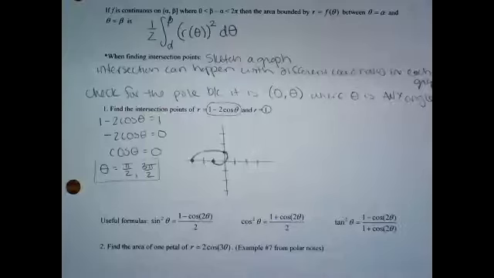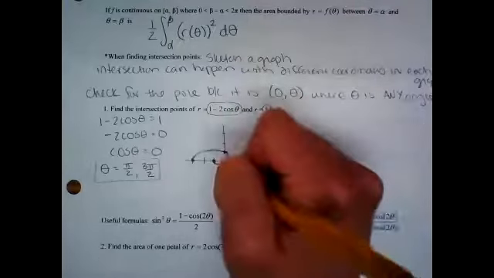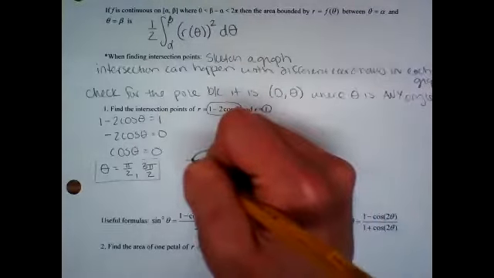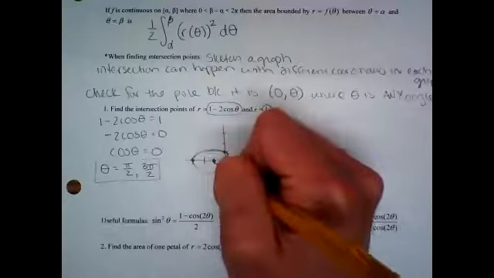All right, 3 pi over 2. Cosine of 3 pi over 2 would be 0. 1 minus 0 would be 1. So 3 pi over 2 would be down here. If you go 1 in that direction, that's going to put you right here. And then if you plug in 2 pi, that's going to put you back where you start.